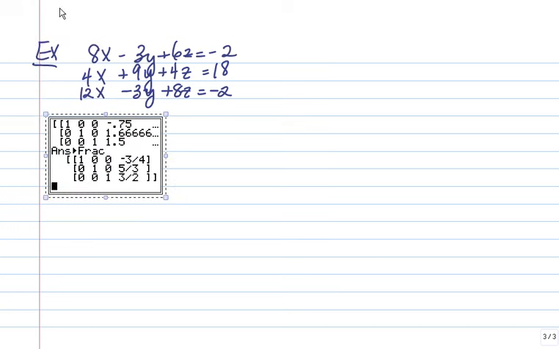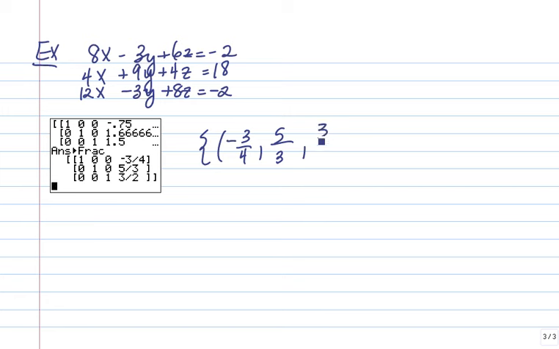I'm just going to paste them in here so we can talk about them. Our solution to this system then is the ordered triple, negative 3/4, 5/3, and 3/2. Okay, so that's how you use a calculator to solve a system.